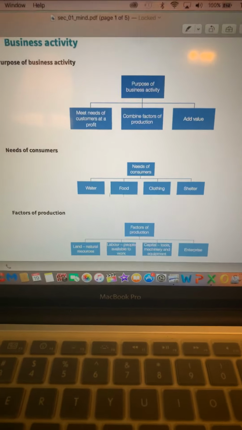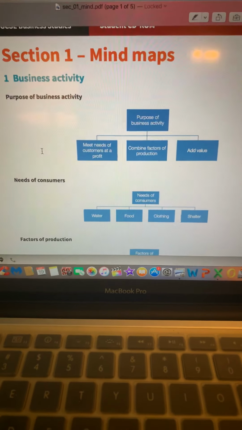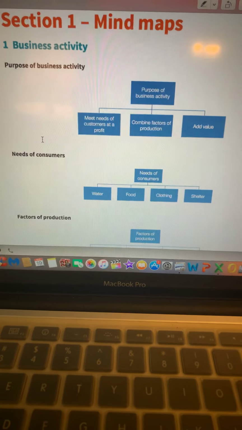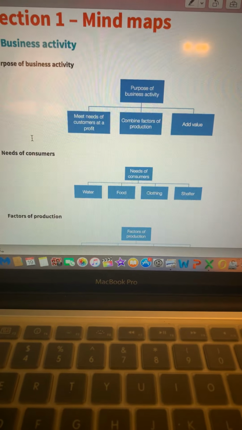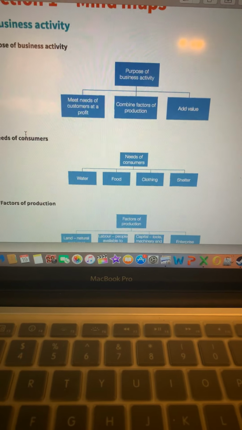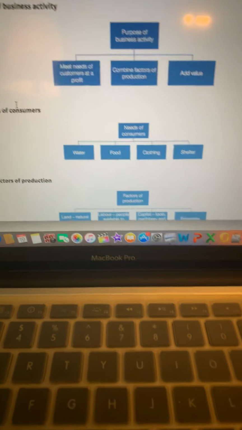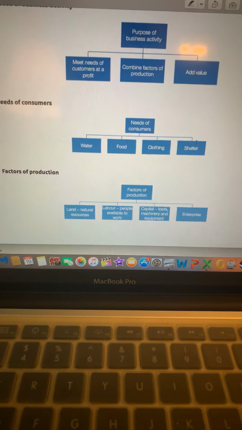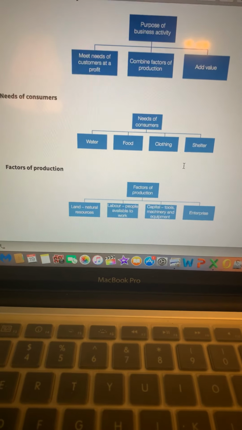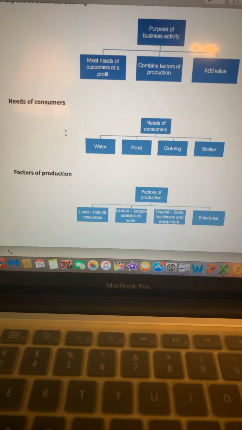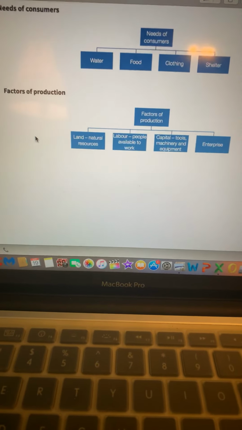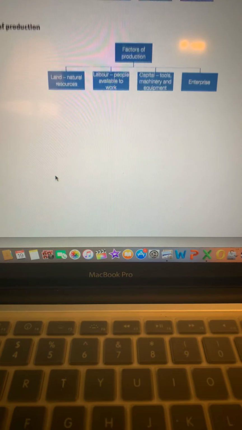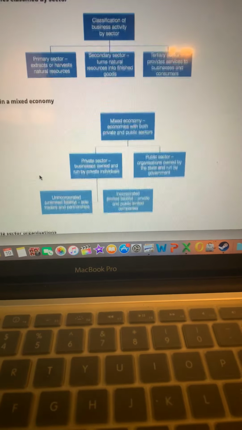First of all, section 1, we're looking at business activity, purpose of business activity. We've got meeting the needs of customers at a profit, combining factors of production, add value. So that's the main purpose of business activity. And we're looking at needs of consumers. Some basic examples of needs for consumers: water, food, clothing, shelter. Quite straightforward stuff. I'm not going to go into that too much. Factors of production: land, labor, capital, enterprise. Also pretty straightforward stuff. This is all found in your section 1, unit 1.